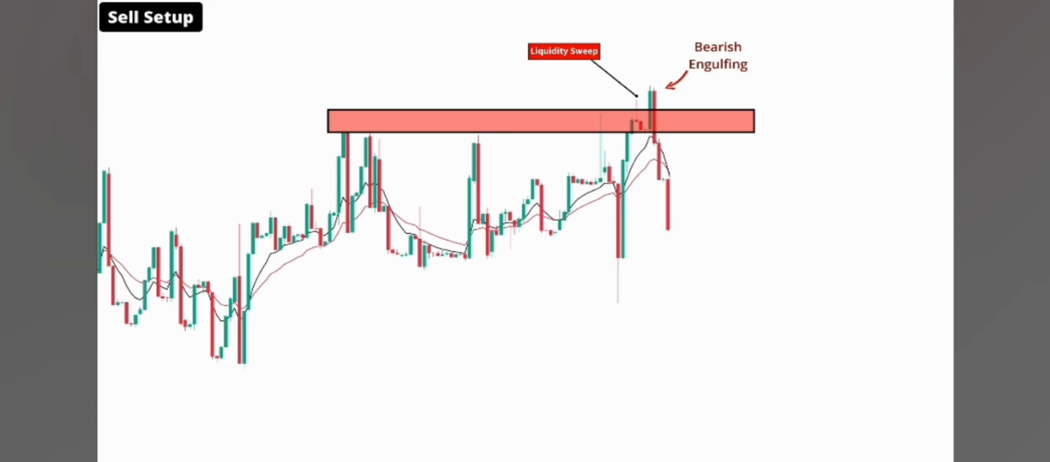Here's an example. The 9 EMA crossed below the 20 EMA. A bearish confirmation candle formed near resistance. This gave us a clean sell setup. The entry was below the low of the confirmation candle. The stop loss was placed above the high of the setup. The target was at least 1:3 risk to reward.